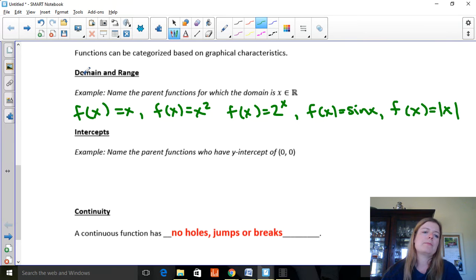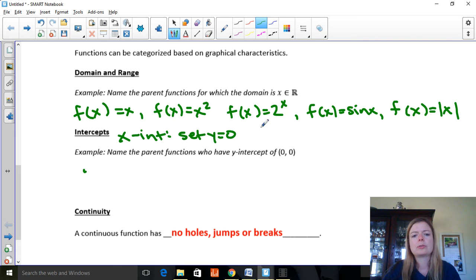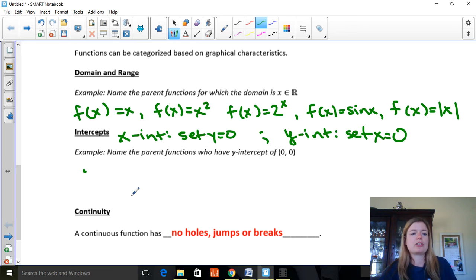Okay, so you'll be asked to answer questions about domain and range as expected. Intercepts, so that includes the x and the y-intercept. Again, that's just one property. So remember, for x-intercepts, you just set y equal to 0. And for the y-intercept, you just set x equal to 0. For example, name the parent functions who have a y-intercept of (0, 0). Another way of thinking about this is they pass through the origin.